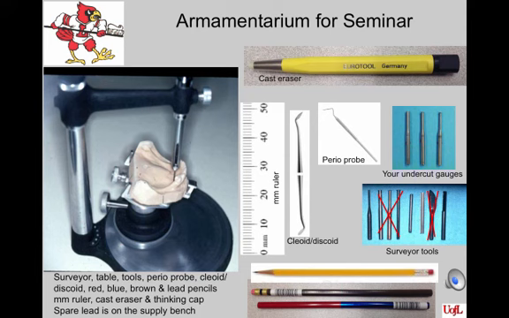The items you will need to do the cast seminars are the surveyor, the table, the surveyor tools, perioprobe, a cleoid discoid, red, blue, brown, and lead pencils, a millimeter ruler, a cast eraser, and your thinking cap, the most important thing. Spare lead is usually on the supply benches in the laboratories.